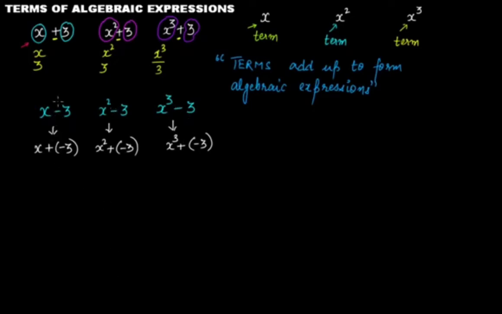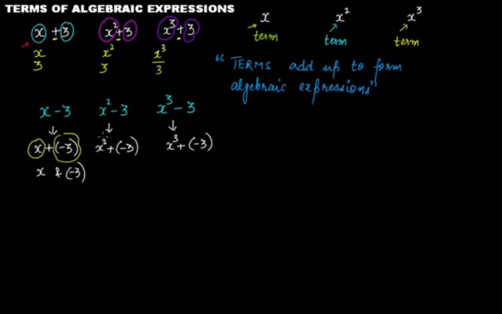So think of this algebraic expression as x plus minus 3. Therefore, this will be one term and this will be another term. Therefore, the two terms of the algebraic expression x minus 3 are x and minus 3. These are two terms of this algebraic expression.